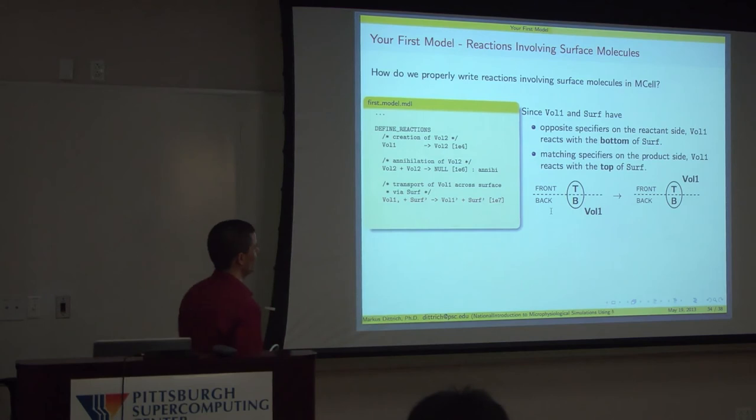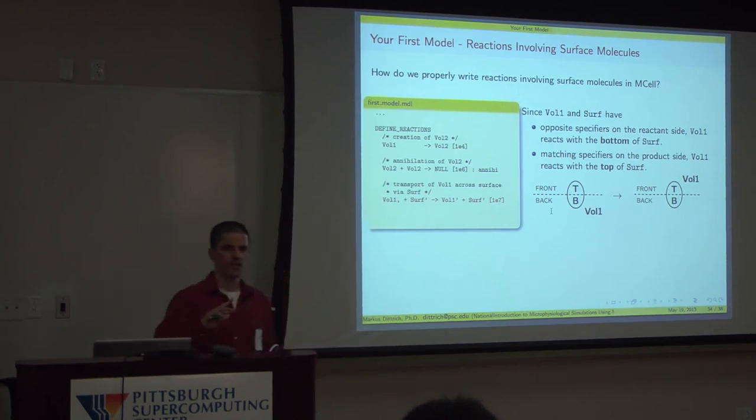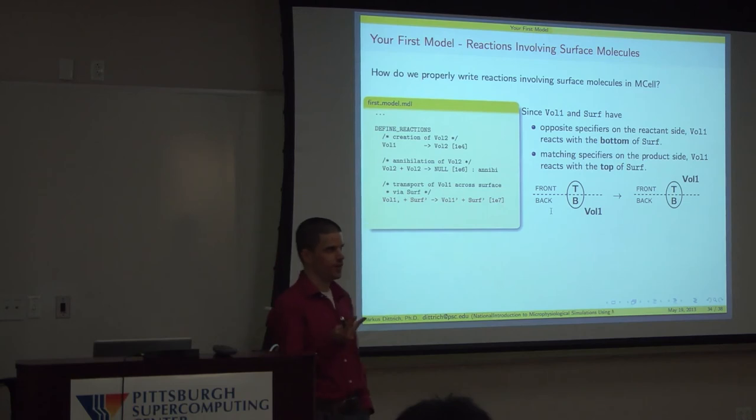It's very helpful. So basically the reaction that we have specified here is the following. The comma and the apostrophe here specify the relative orientation of surface and volume molecules. And so this notation means that the volume molecule reacts with the bottom part of the surface molecules because they're on opposite sides.